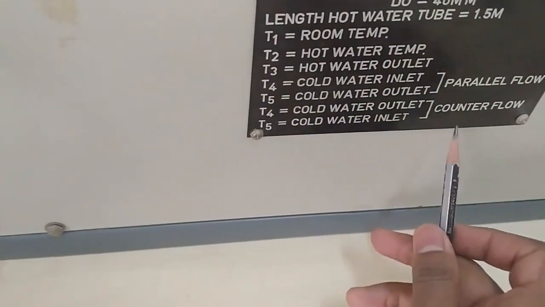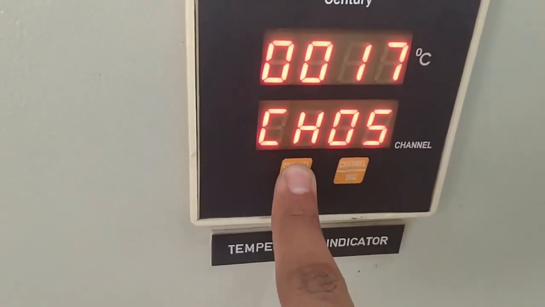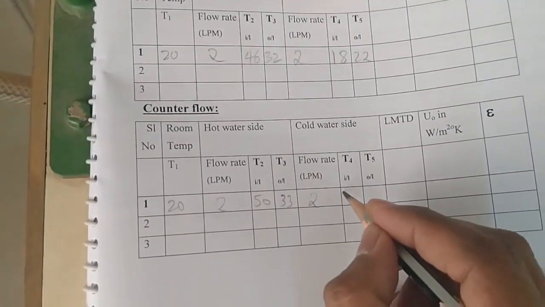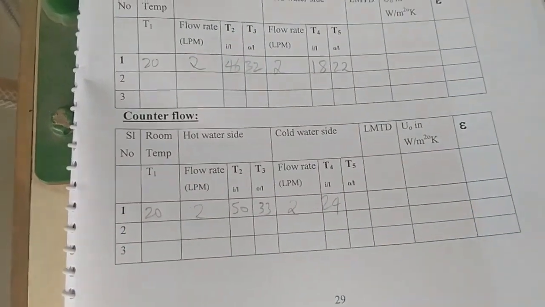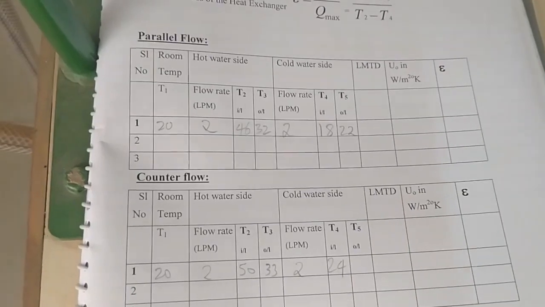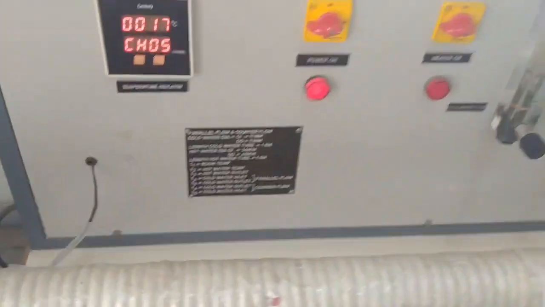Now T4 is what? T4 for the counterflow is the cold water outlet, 24. And T5 is 17. Right now we have noted down all the data.